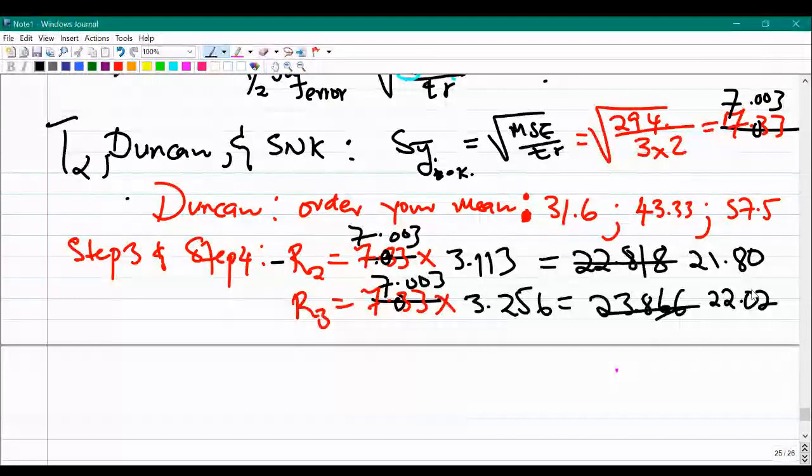Can we move with those values? Yeah. Now let's do the pairwise comparison. I think those means are in order like that. C minus A, B minus A. What is it?